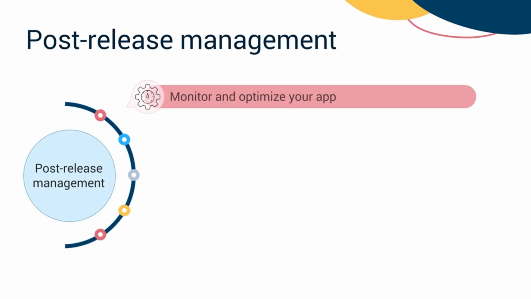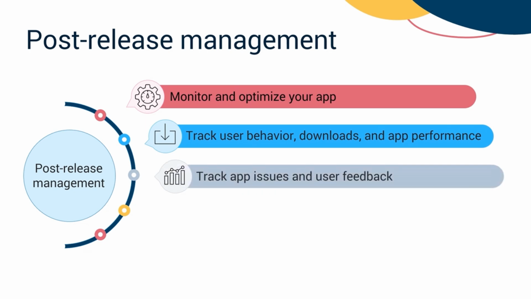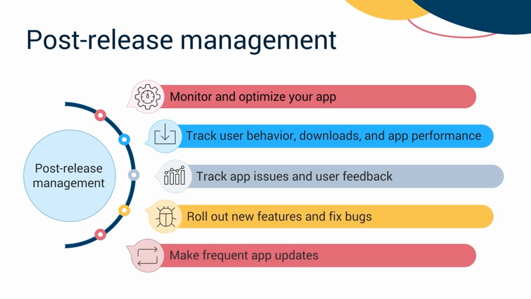It's essential to monitor and optimize your app continuously after its launch. Track app issues and user feedback to maintain positive user experiences. Use the Google Play Console to track user behavior, downloads, and app performance. The console can roll out new features and fix bugs as well. Frequent app-enhancing updates will retain users.